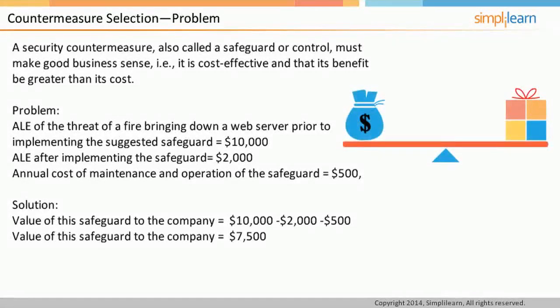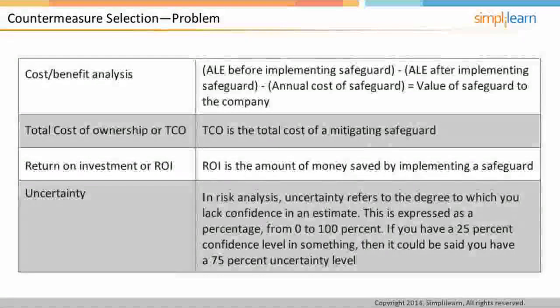A security countermeasure, also called a safeguard, must make good business sense. That is, it is cost-effective and its benefit is greater than its cost. This requires another type of analysis called a cost-benefit analysis. A commonly used cost-benefit calculation for a given safeguard is: ALE before implementing safeguard minus ALE after implementing safeguard minus annual cost of safeguard equals value of safeguard to the company.